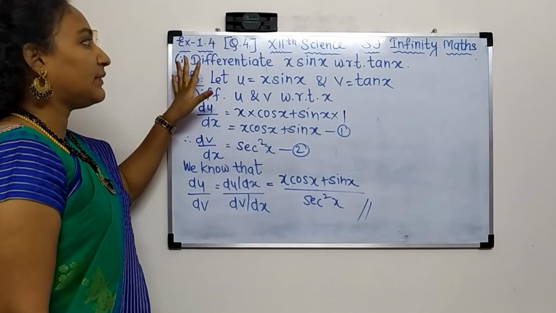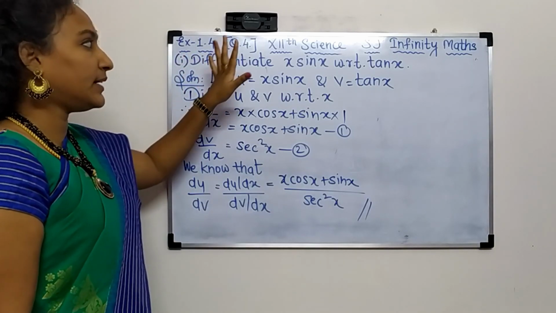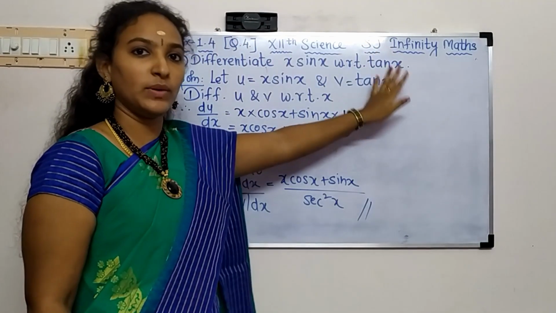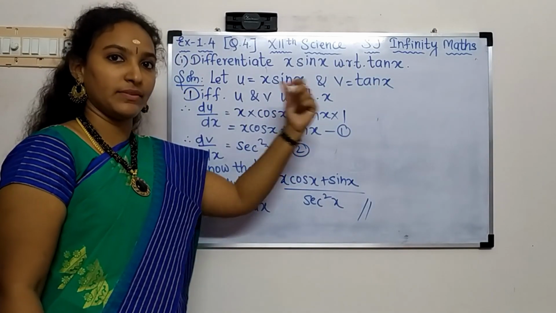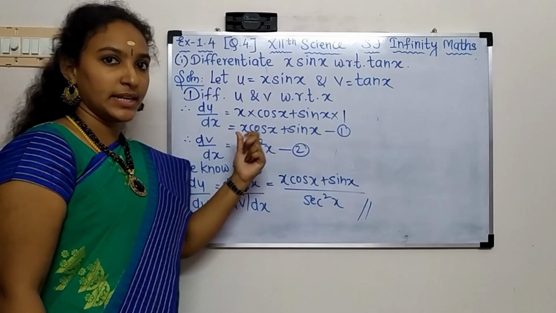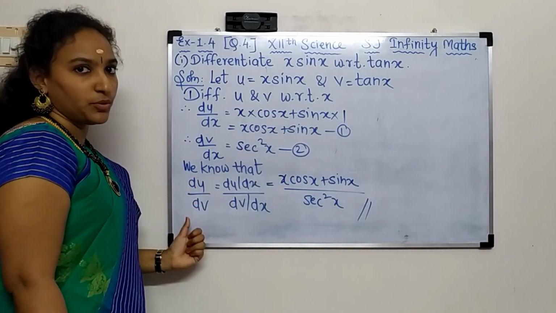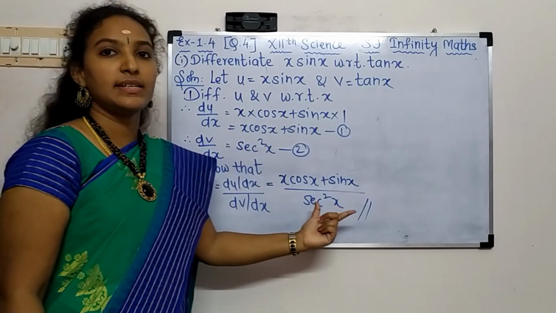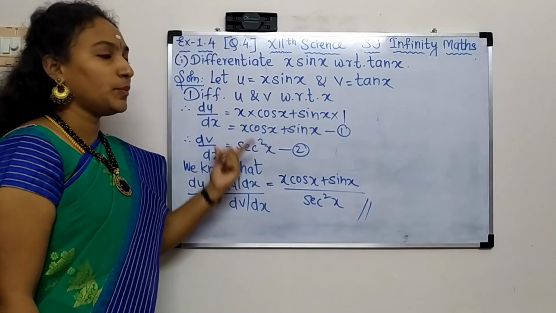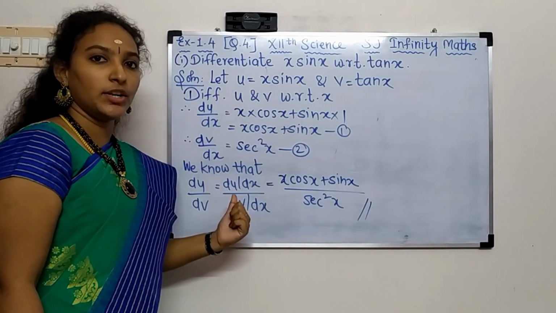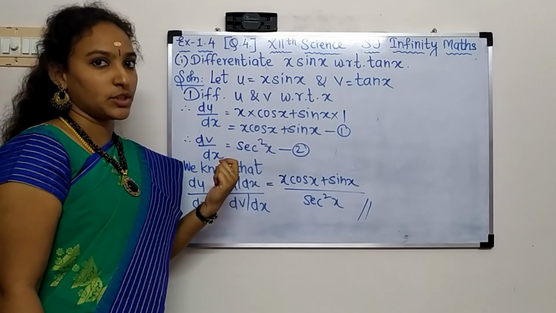Whenever the question is of the form differentiate one function with respect to another function, you have to consider them as u and v separately, differentiate and write the formula du by dv. Then your answer is very easy to solve. Okay. So hope you understood this. Please write it down in your notebook. We'll move on to the next question now.